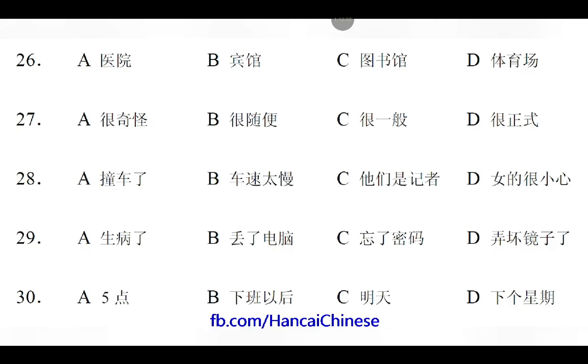29. 我把电脑的密码忘了，怎么办呢？ 电脑的密码，电脑的密码忘了 means I forgot the password of the computer.